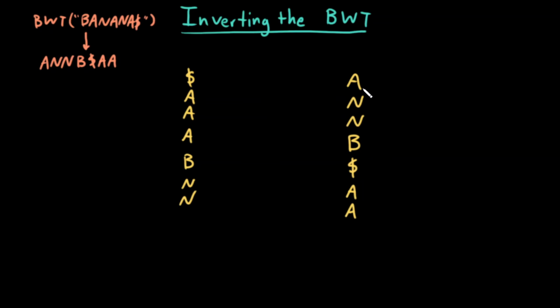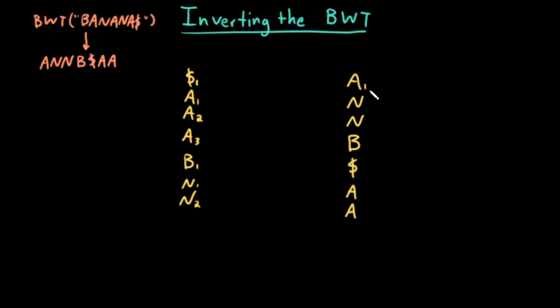Okay, so now I know that I have the last column of my matrix, and I know that I have the first column of my matrix. How do I reconstruct the actual contents of the matrix? Well, it turns out, for reasons that I won't go into in this video, that if I were to subscript each of the characters that I see by how many I've seen of that character up to that point. So for example, $, this is the only one, so that's $1. This is A1, A2, A3, B1, N1, and N2.